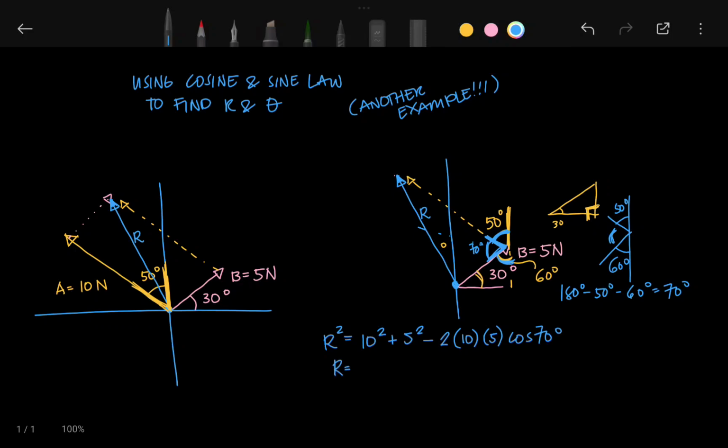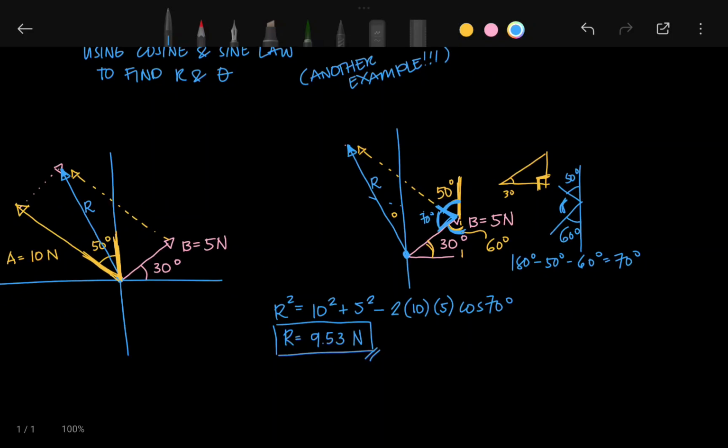And therefore, we can now solve for the magnitude of the resultant. Square root of 10 squared plus 5 squared minus 2 times 10 times 5 times cosine 70. You're supposed to get 9.53 newtons. So don't forget your unit. 9.53 newtons is the magnitude of our resultant.